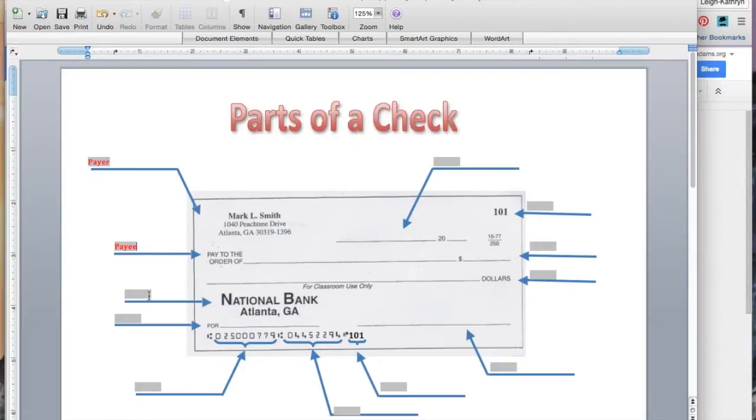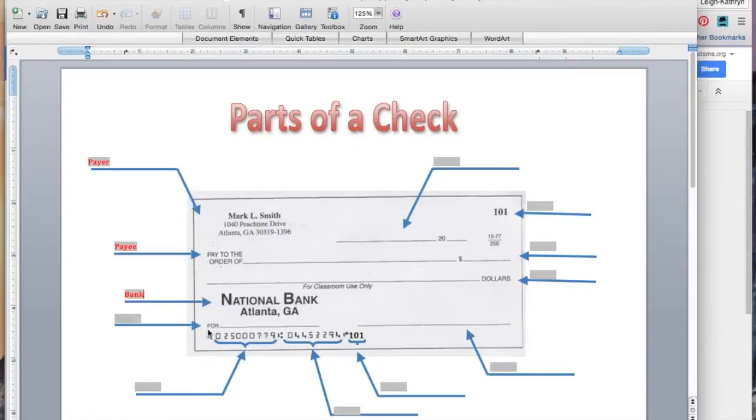Okay, next on our little tour of our check, this arrow is pointing to this right here. This is the bank. It's the bank's information, just their basic name, and possibly, this one says Atlanta, Georgia, so it's just the city and state, but it could have their full mailing address. It could have a phone number. Who knows? That may change, but basically this is the bank's information right here.